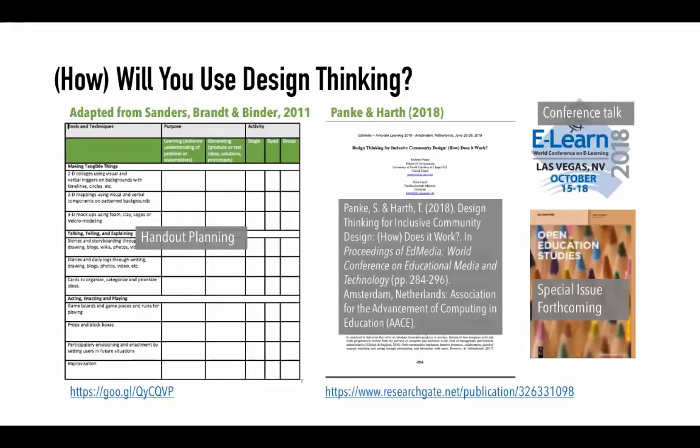Last but not least, I hope I maybe made you curious, or inspired you a little bit at least, to consider using design thinking in the future. Here are some materials: a handout for planning design thinking activities, and a recent article on the work on the inclusive community design workshops that my colleague Thilo Hart and I presented at the Media Conference in Amsterdam. And we have an upcoming conference talk at the eLearn conference in October in Las Vegas.